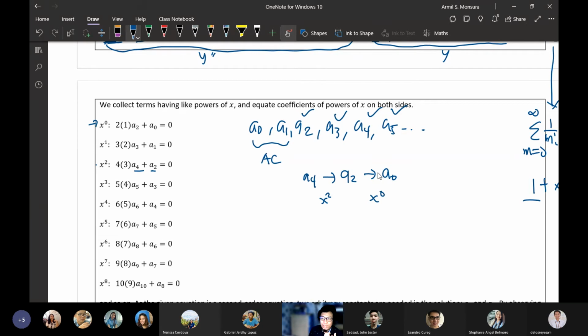I'm trying to look at where I could express these coefficients into. So tingnan pa natin. Halimbawa, kung titingnan niyo yung x raised to 4, si A6, pwede kong i-express kay A4. Which eventually, pwede kong i-express kay A0. Okay? Naintindihan yung gusto kong mangyari dito?